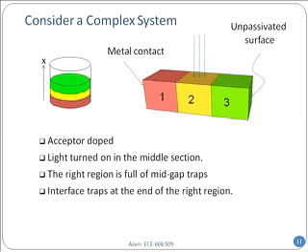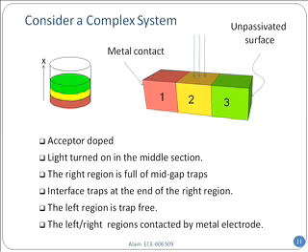Now, I said the interface trap is on the right side, and the left region, which is red or magenta, is trap-free. So I should not have any recombination there. And these are contacted by metal contacts.